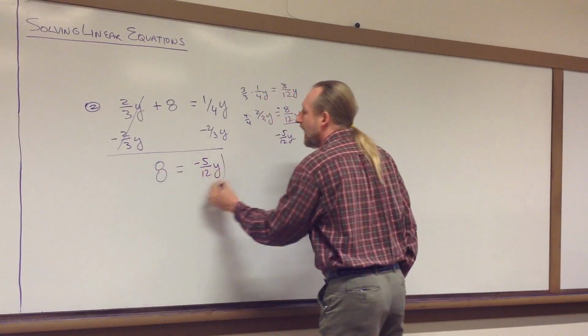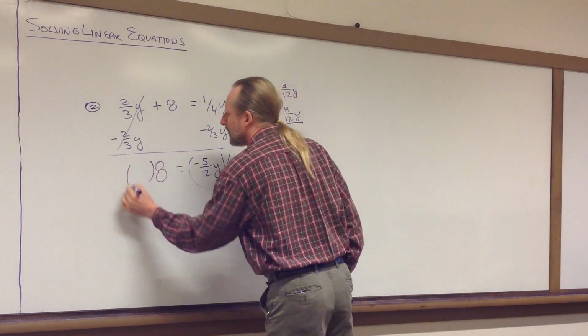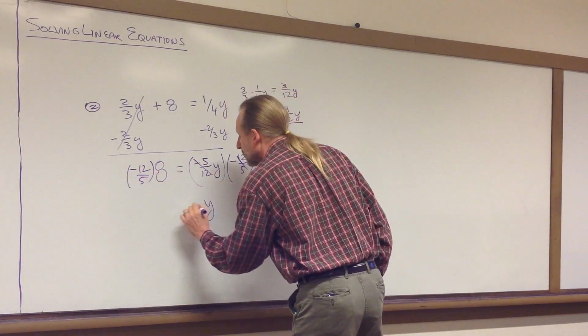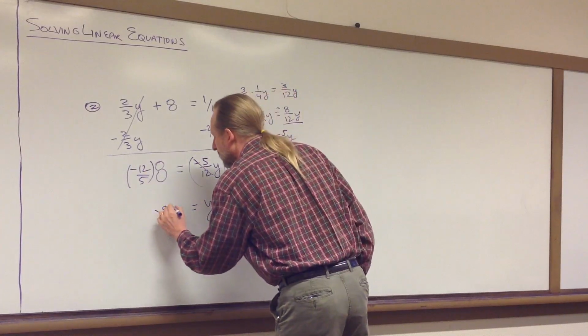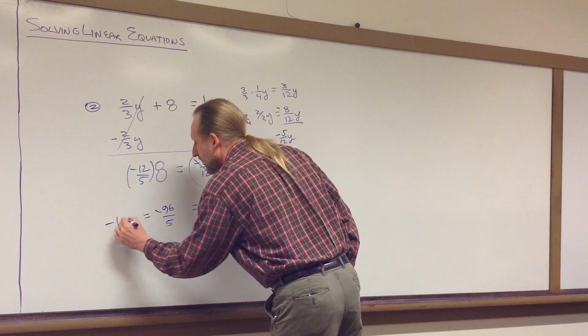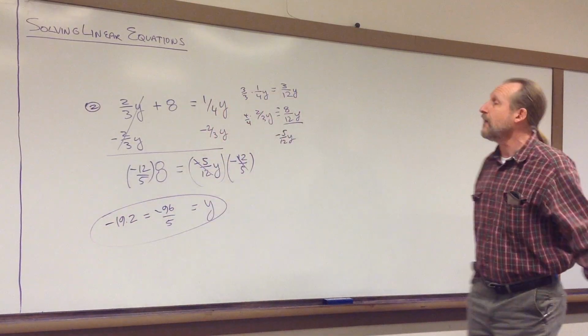-5/12 y, and then I would multiply on both sides by -12/5. Those cancel out, and here y comes out to be -96/5, or -19.2. Either one of those answers is fine.